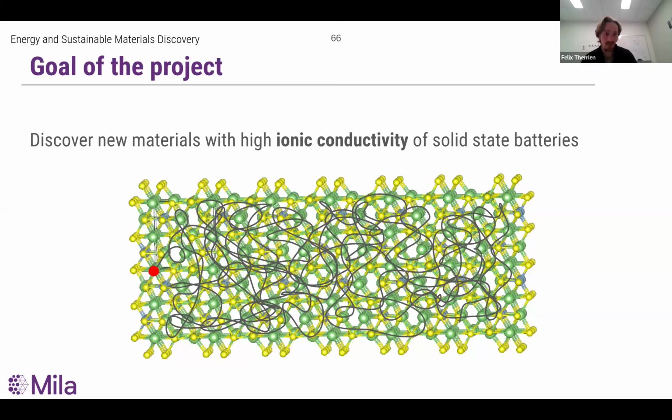So the goal of this project is to discover new materials with high ionic conductivity for applications in solid-state batteries. Ionic conductivity is how well ions, in this case lithium ions, can move inside the material.